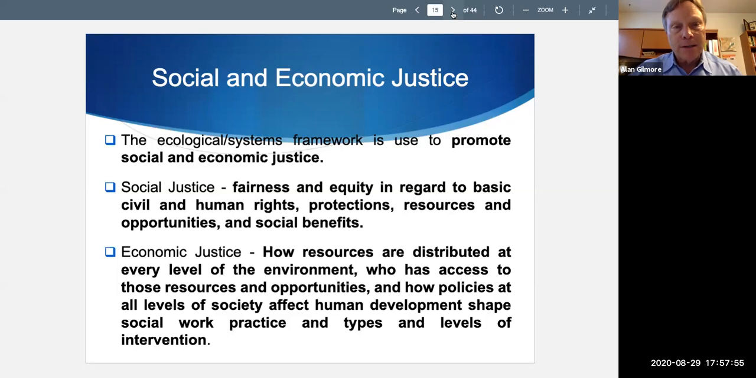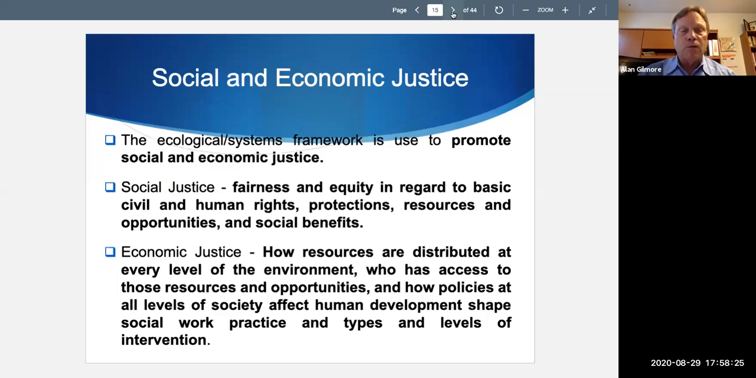Social and economic justice. We've touched base on this a little bit before. The ecological or systems framework absolutely uses and promotes social and economic justice. Social justice is defined as fairness and equity in regards to basic civil and human rights, protections, resources, and opportunities, and social benefits. I think it would be fair to say that we are in the midst of a number of different social justice issues.